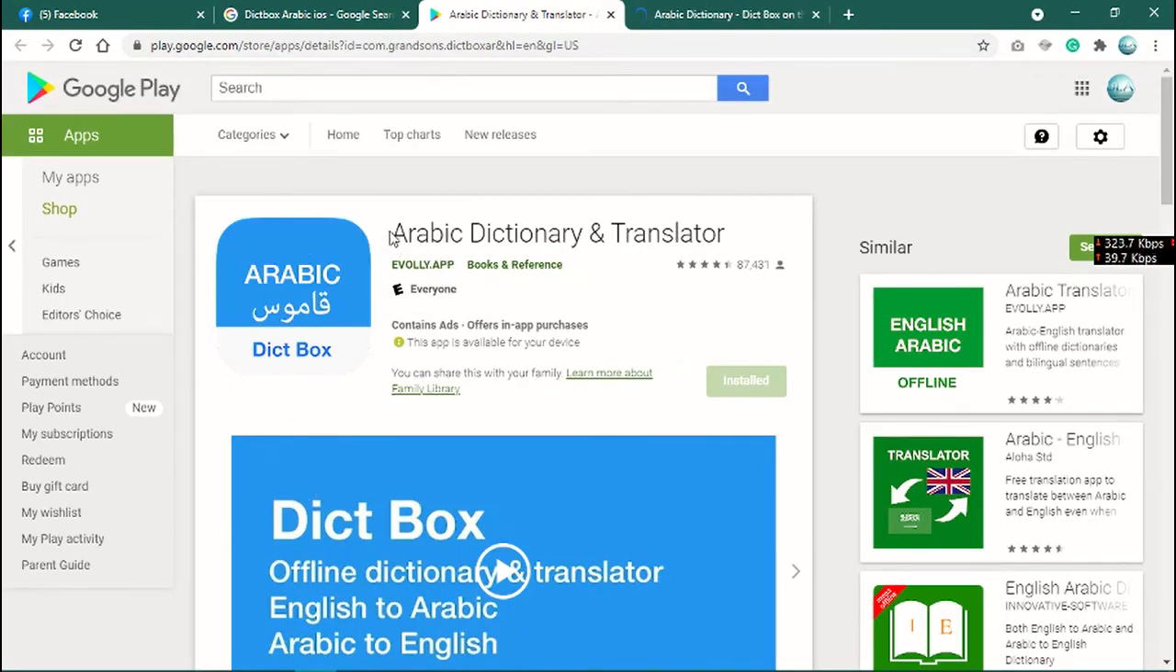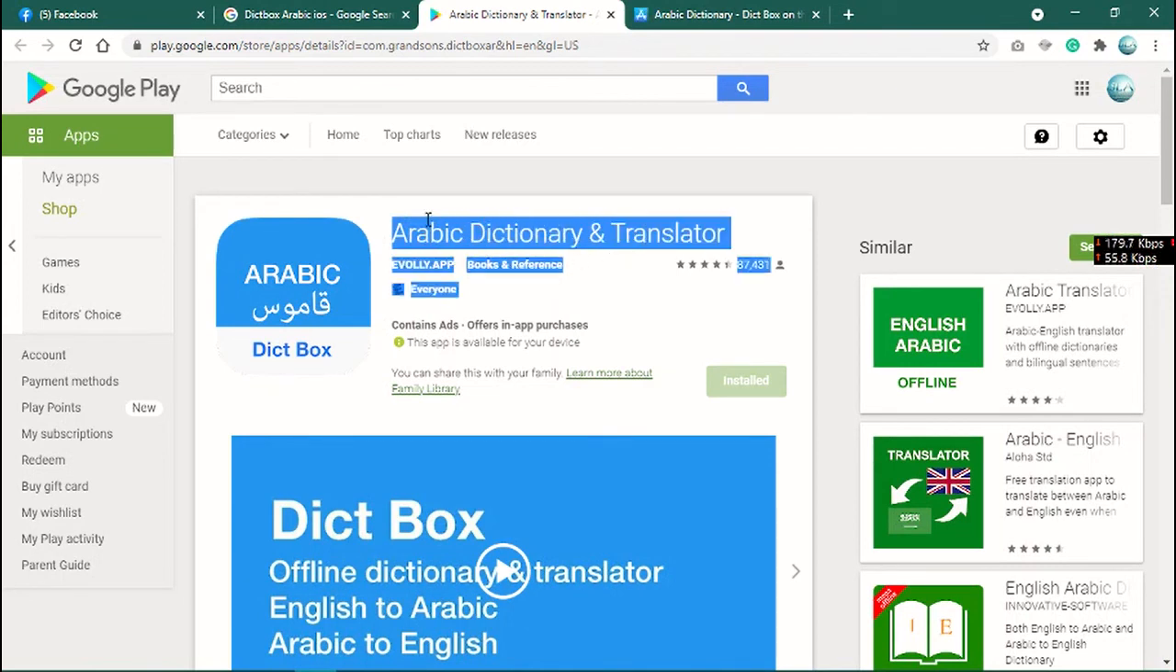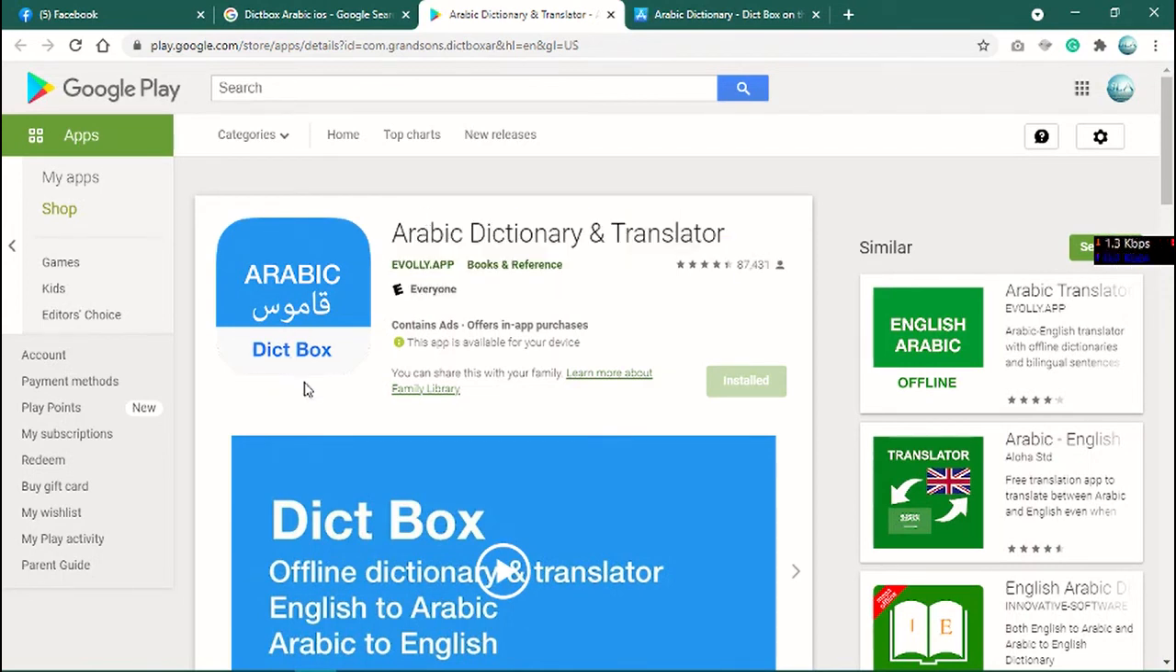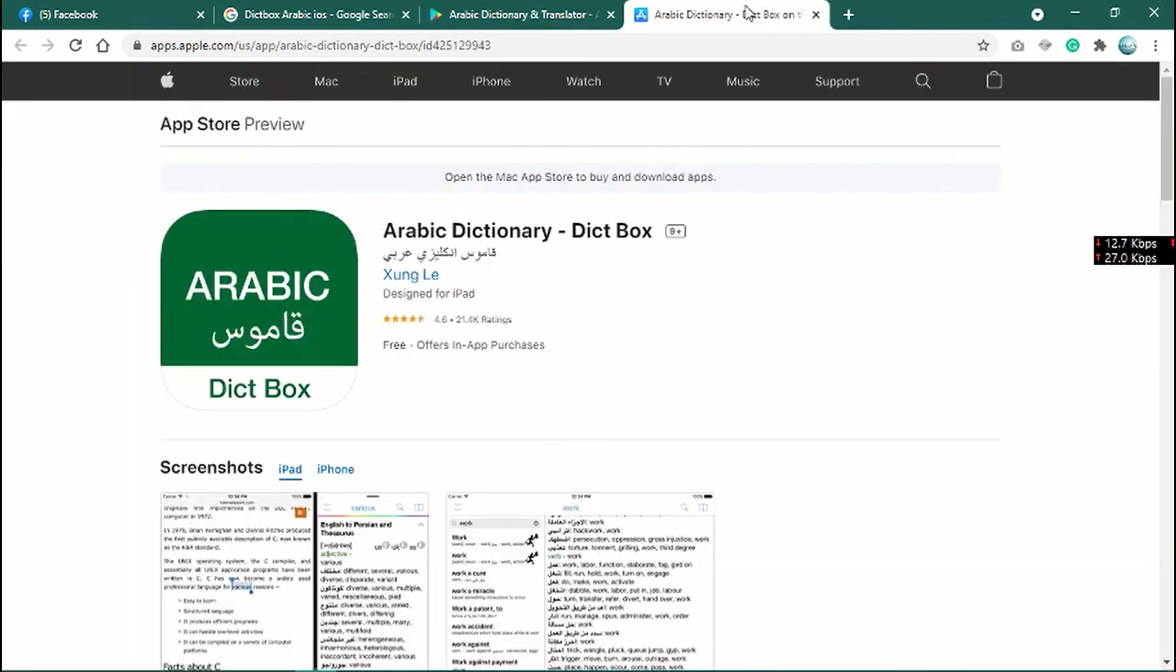So this is the name of the dictionary, Arabic dictionary and translator. It is known as Dict Box. This is for those who have the Google Play Store on their mobile. They can install it on their mobile. And this is for those who have an iPhone. So if you have an iPhone, you can download it as well.